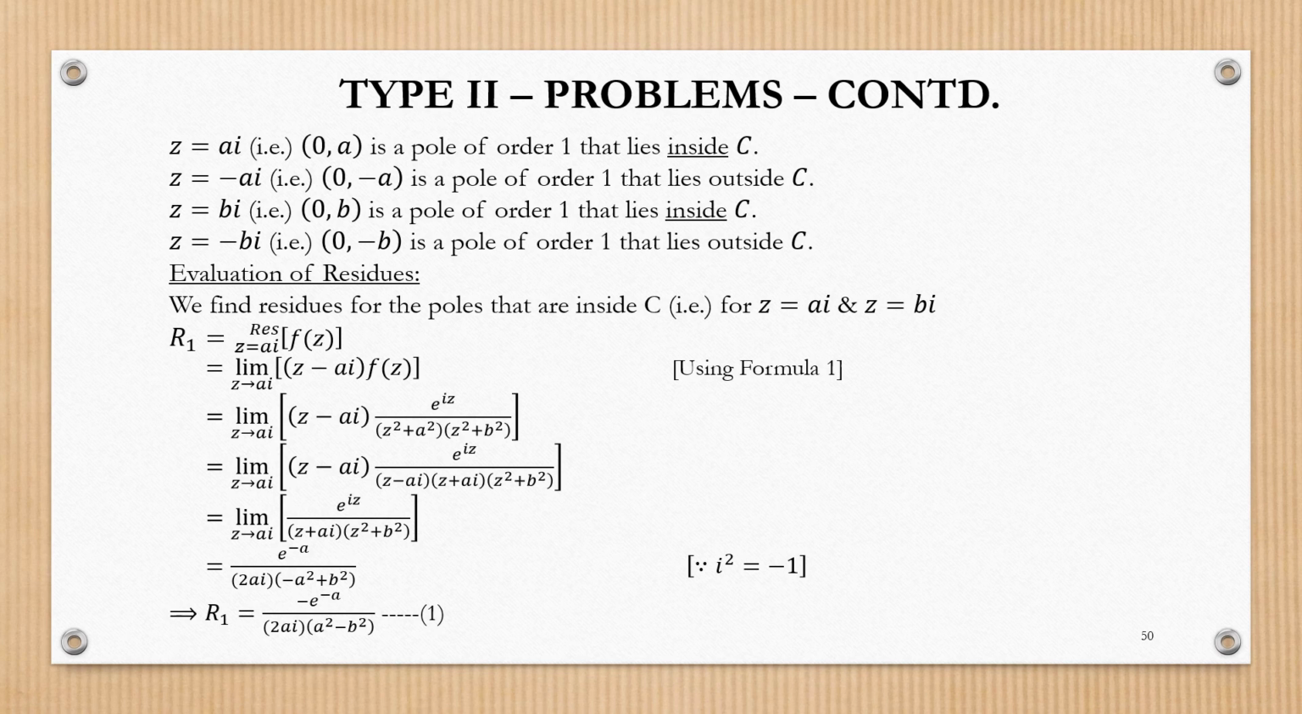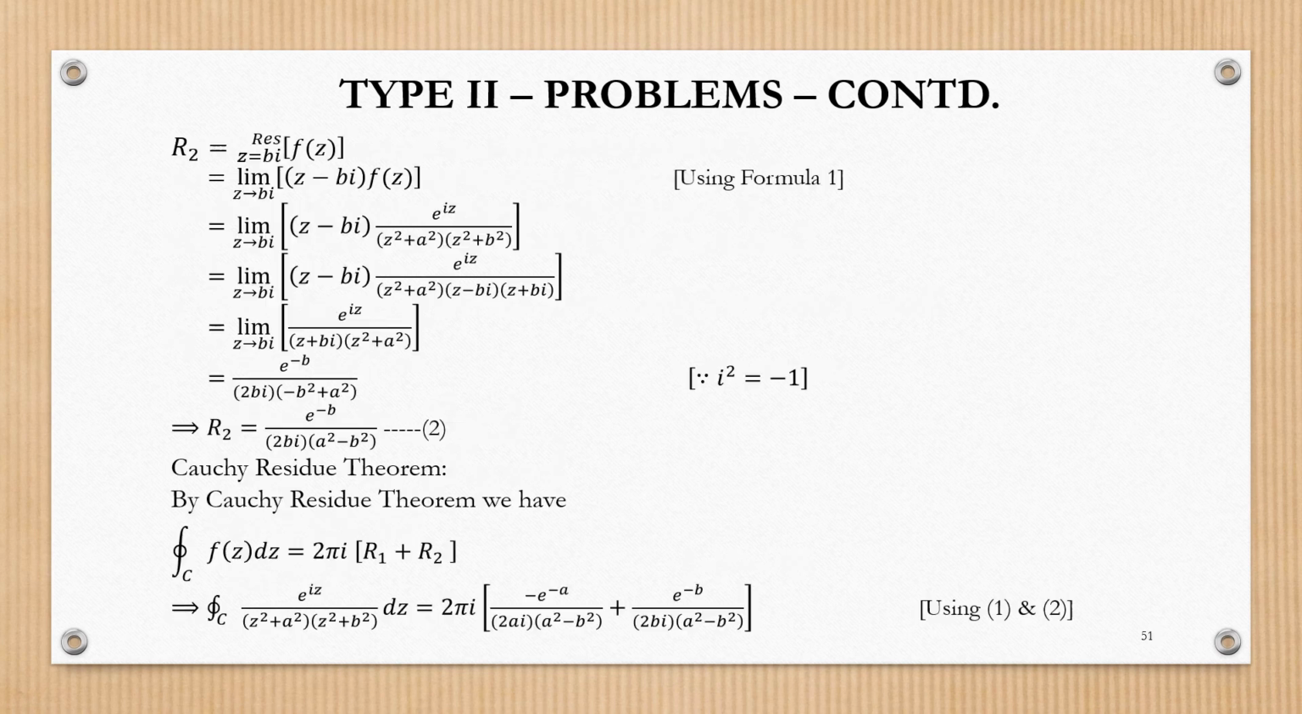See that f of z is replaced with e power iz by (z square plus a square) into (z square plus b square). Factorize z square plus a square, keep z square plus b square as it is, z minus ai gets cancelled, substitute z equal to ai to get equation number 1. A similar procedure is used for evaluating the second residue using formula number 1, and the final value of the residue is given in equation 2. The steps are self-explanatory.